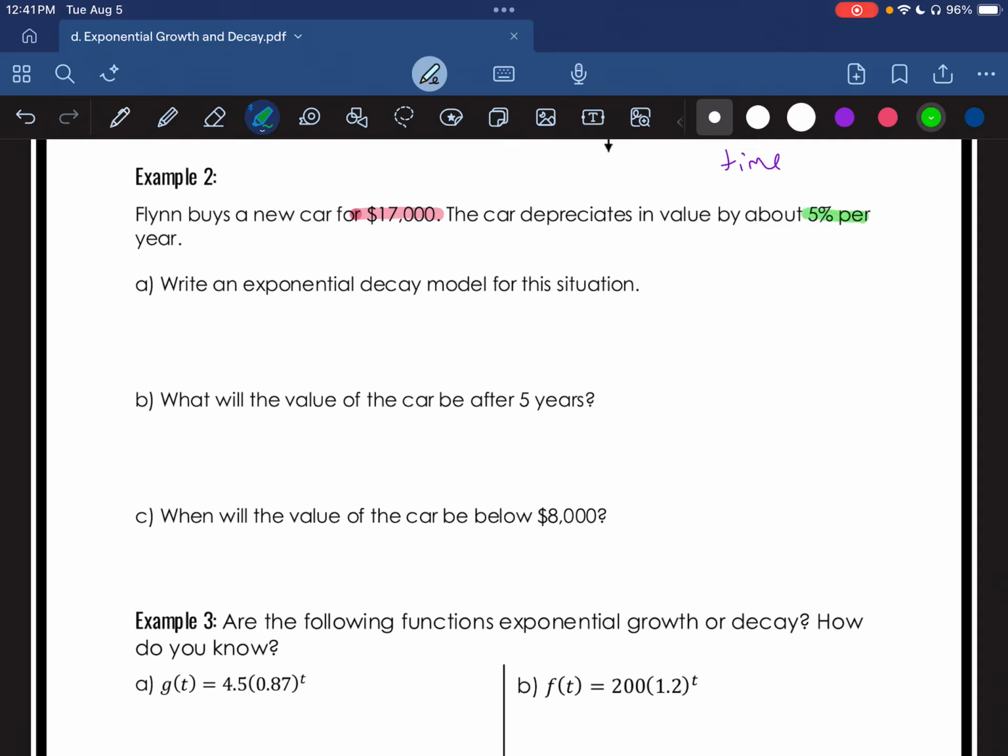All right, so what I'm going to do is we can actually, instead of writing 17,000, we're just going to put 17 in our equation and say that our equation is written in terms of thousands of dollars.